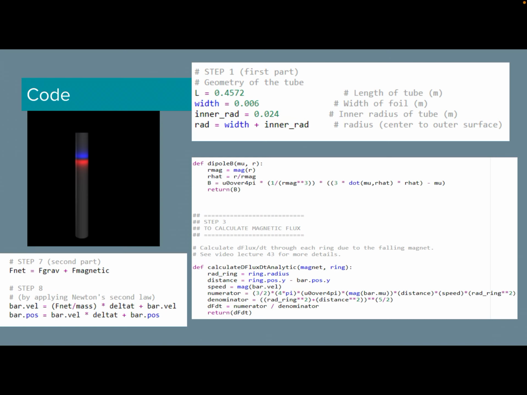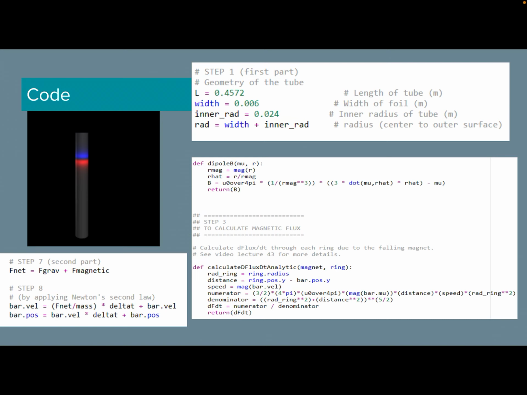The force of gravity, which is constant, plus the force of the magnetic field, add up to make F net. Now, this also implies that F gravity and F magnetic are similar in magnitude. I also applied Newton's second law by saying that F equals ma, and I can also figure out the position of the bar through time, and that's how we generate the animation.